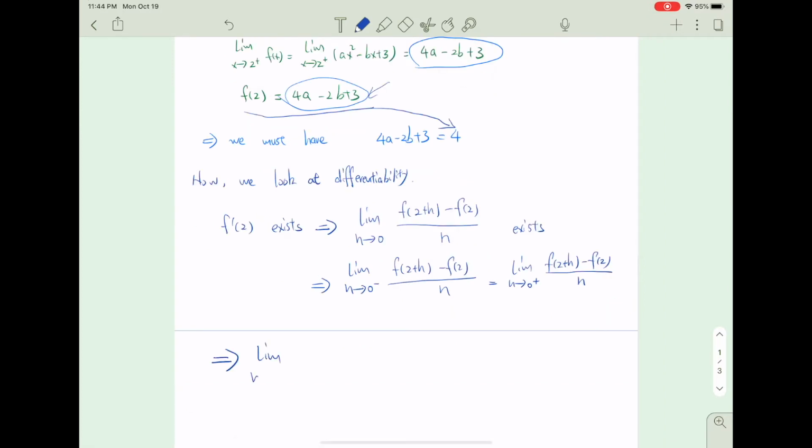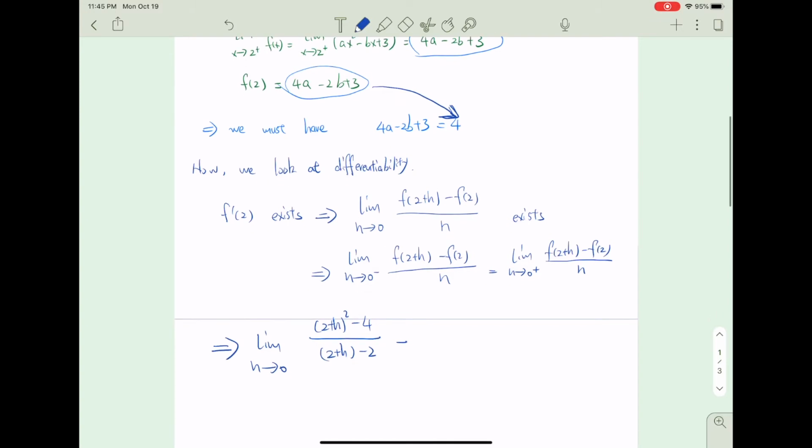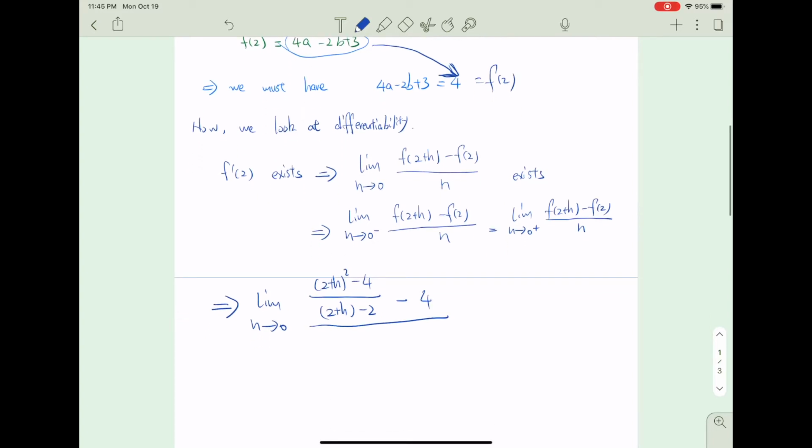Limit as h approaches 0. We're using the rational function, so I have x squared minus 4 over x minus 2, minus f(2). We've known f(2) from previous discussion. f(2) is this expression, which is also equal to 4 by continuity. So f(2) is just 4. This is f(2), so 4 here, altogether over h.